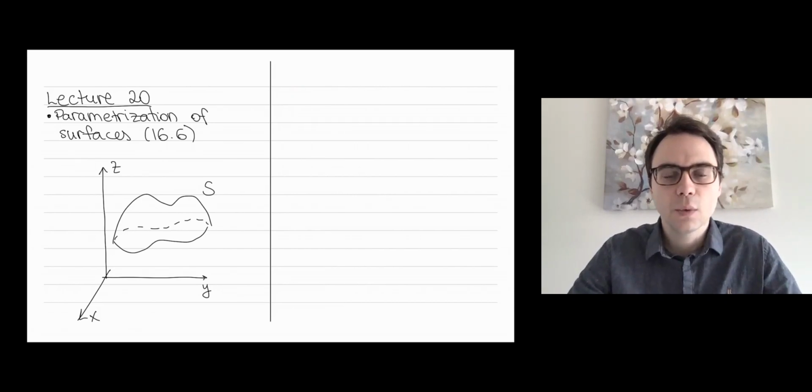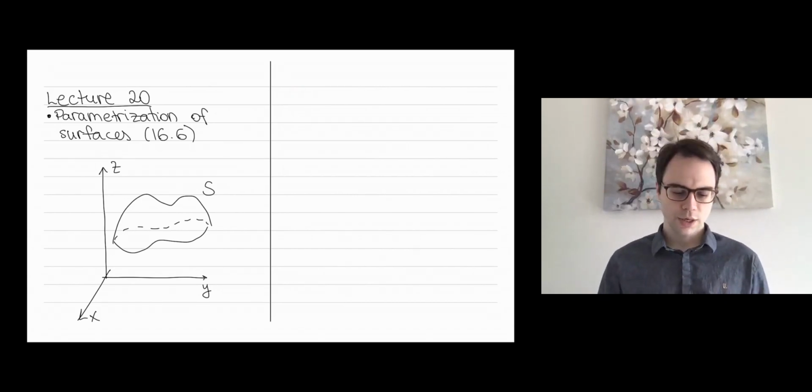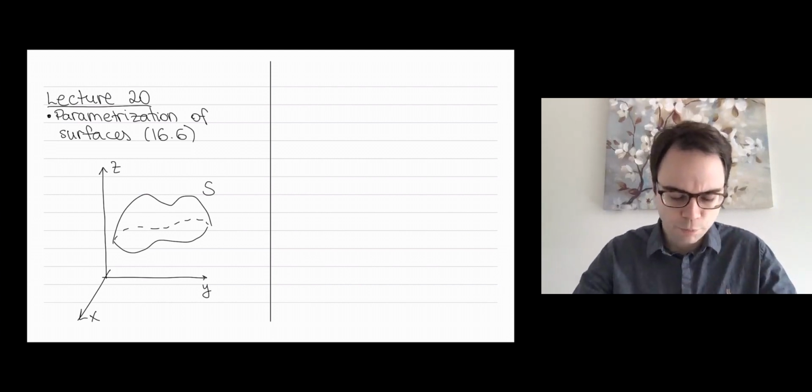Hi everybody, this is lecture 20 and we're entering the third segment of our class. For everything that we're going to do next, we're going to be integrating functions or vector fields over surfaces.